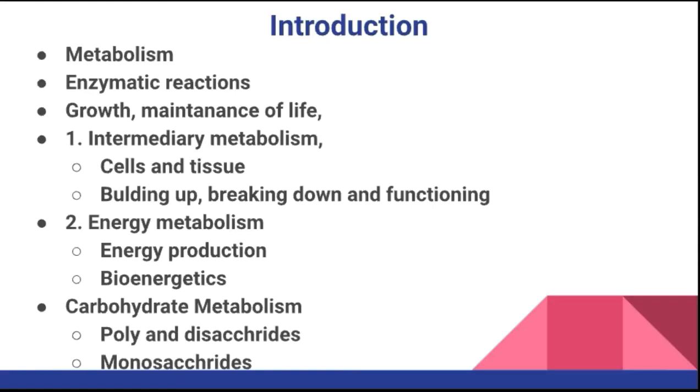Next, we have seen two types of metabolism. The first is intermediary metabolism. Generally, intermediary metabolism is the chemical reactions within the cells and tissues. As this chemical reaction proceeds in a stepwise manner through many intermediates, the term intermediary metabolism is used, and the intermediates are called metabolites.